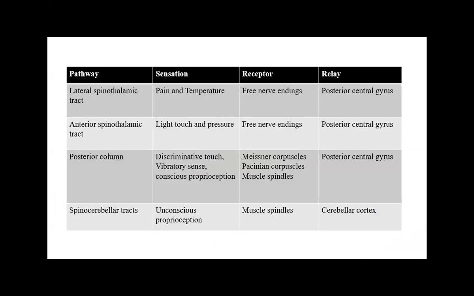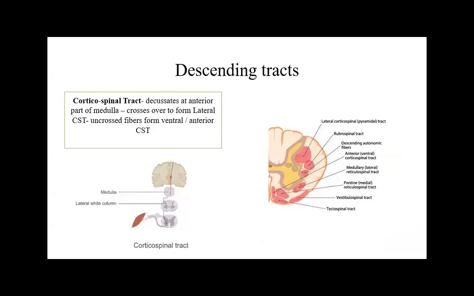Other ascending tracts include the anterior spinothalamic tract, which relays light touch and pressure to the postcentral gyrus, and the spinocerebellar tracts, which carry unconscious proprioception. Now the descending tracts: the important one is the corticospinal tract, which has localizing value in myelopathy.